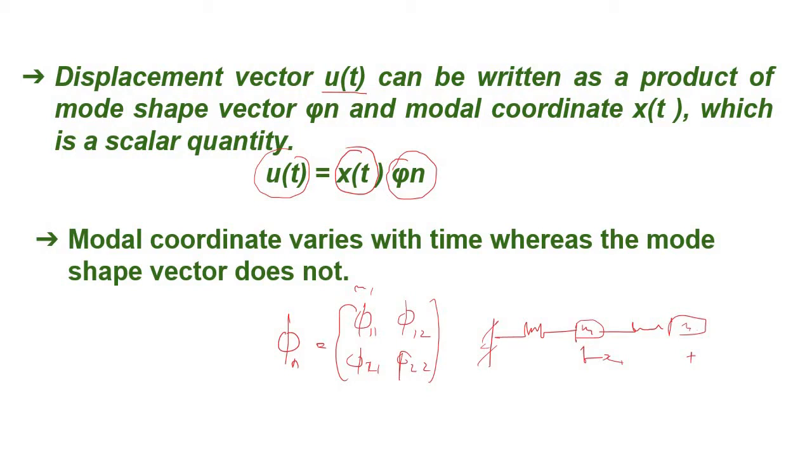For example, if there is a vibration here, it will move by a distance x1, and this also by x2. So the total displacement, if I consider this one, will be phi 1 1 into x1 plus phi 1 2 into x2. Like that, for any degree of freedom I can write like this. That is, the displacement vector is equal to the mode shape vector into the modal coordinate.